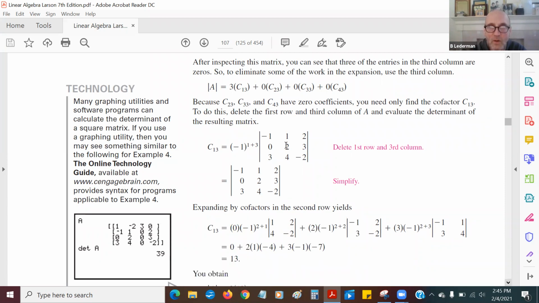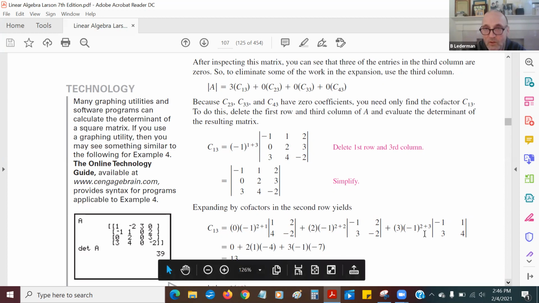So let's see. Now I see a 0 right there, so I want to make use of that. I'm going to go along the second row. The first cofactor, I don't even care about, because it's just going to get multiplied by 0. So we just have to worry about the 2 and the 3. It's 2 times negative 1 to the 2 plus 2 power times the determinant of this minor, plus 3 times negative 1 to the 2 plus 3 power, which is going to be negative, times that determinant. And that becomes 0 plus 2 times 1 times negative 4, plus 3 times negative 1 times negative 7.